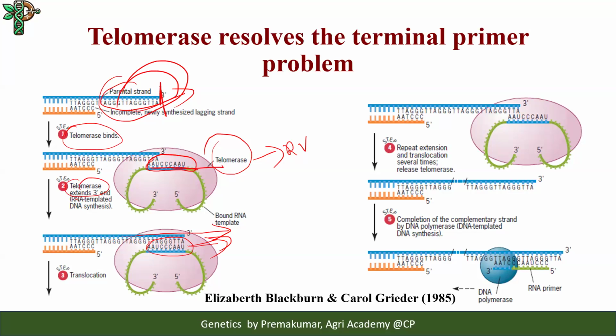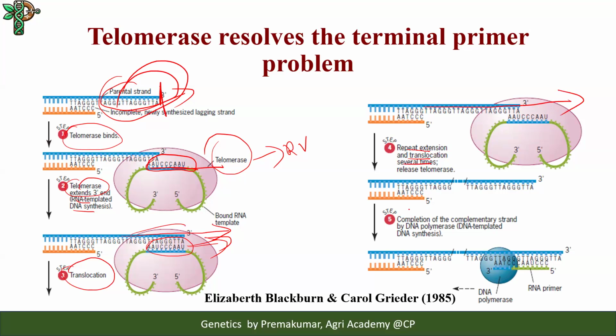Then this is by RNA templated DNA synthesis. Then the translocation of this will happen, like this will translocate. Then the repeat extension and translocation several times, and see how much extra length is formed.